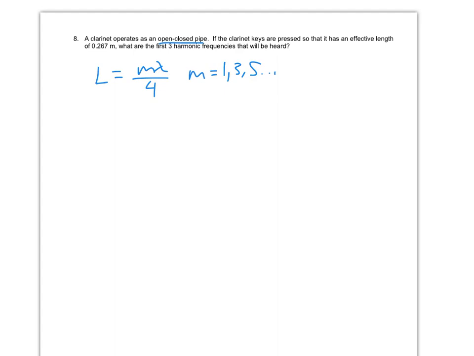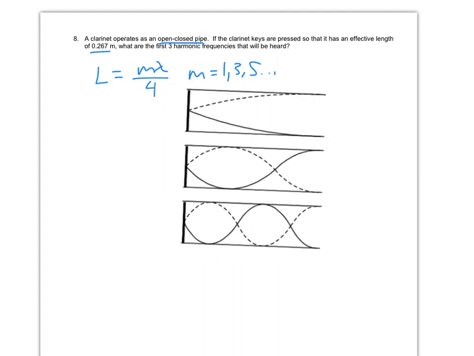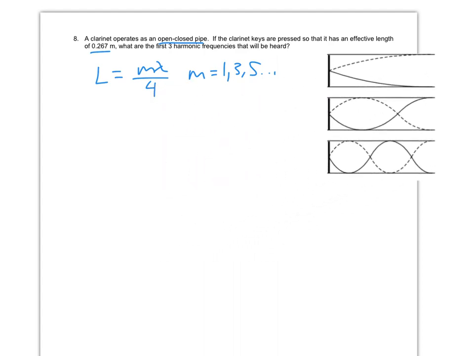The length of the pipe when the keys are pressed is 0.267 meters, and we want to find the first 3 harmonics. For those of you that are visual people, what those first 3 harmonics look like is shown over here. This would be the first harmonic, where we have 1/4 of a wavelength, the third harmonic, where we have 3/4 of a wavelength, and the fifth harmonic. We're going to sub in those numbers and find those first 3 harmonics.